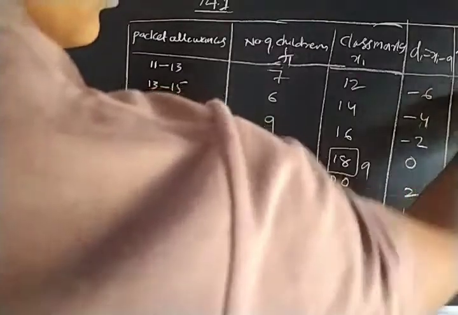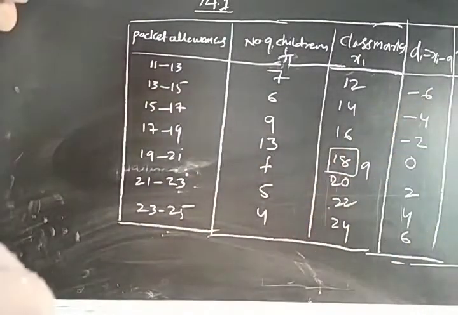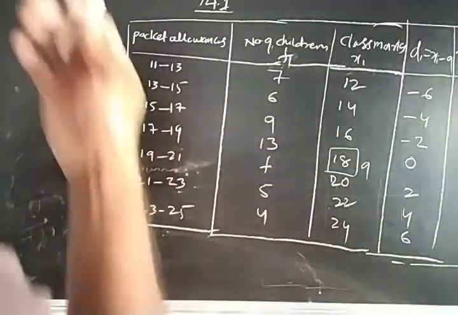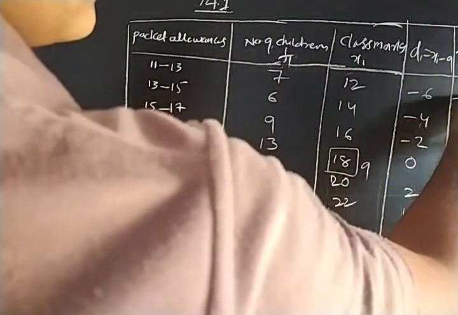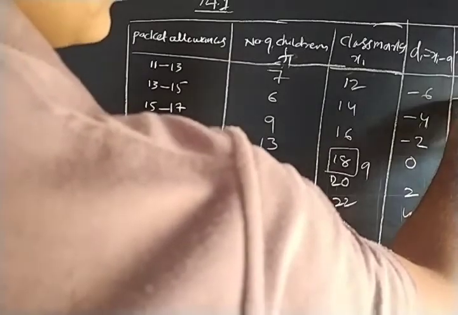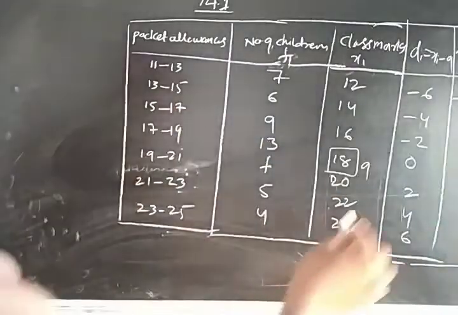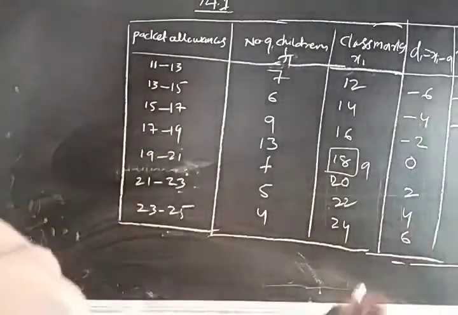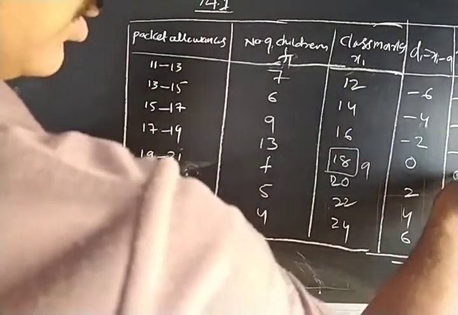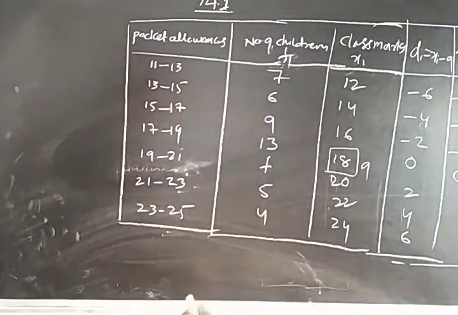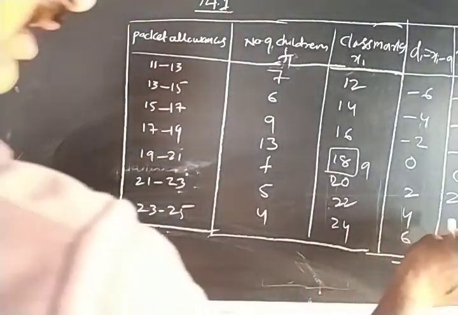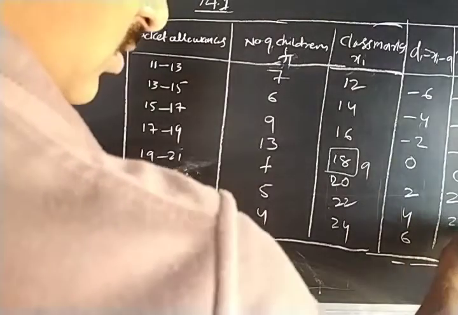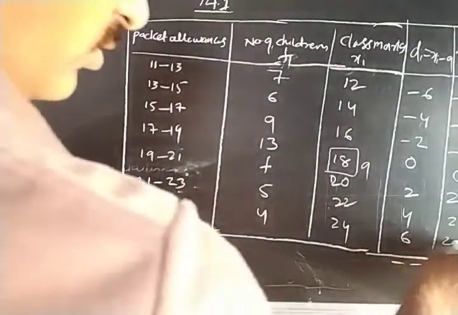So I am using the assumed mean method. You can use the step deviation method also, no problem. The di values are very small, so I am using the assumed mean method. 7 into minus 6 is minus 42, 6 into minus 4 is minus 24, 9 into minus 2 is minus 18, 13 into 0 is 0, f into 2 is 2f, 5 into 4 is 20, 4 into 6 is 24.